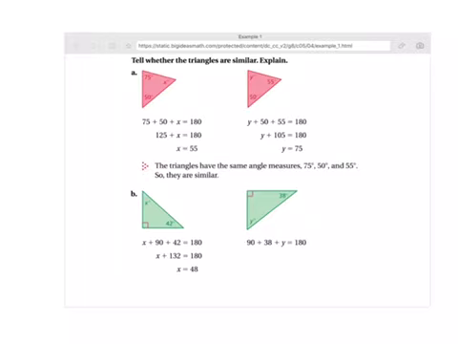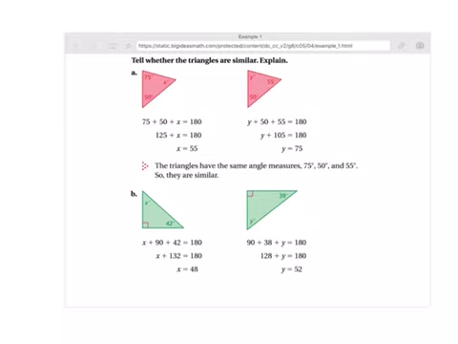So we're going to add the 90 plus 38. You're going to get 128 plus y equals 180. Now to get y by itself, we're going to subtract 128 from both sides. So 180 minus 128 is going to give you y equals 52.